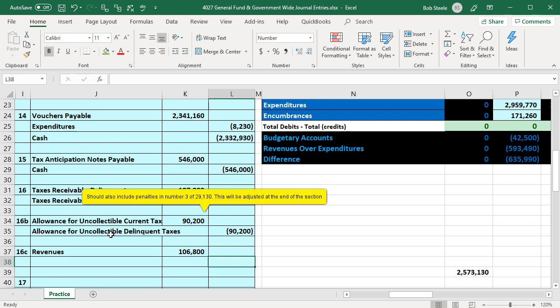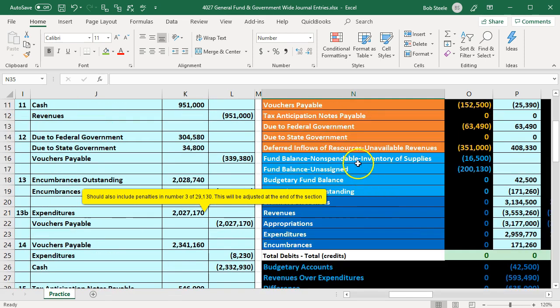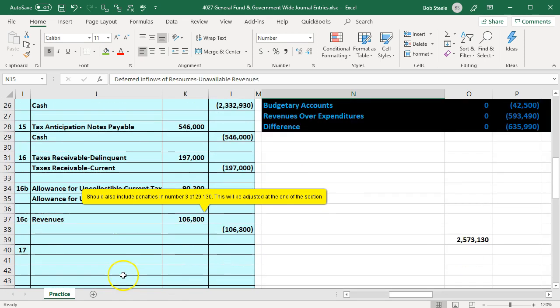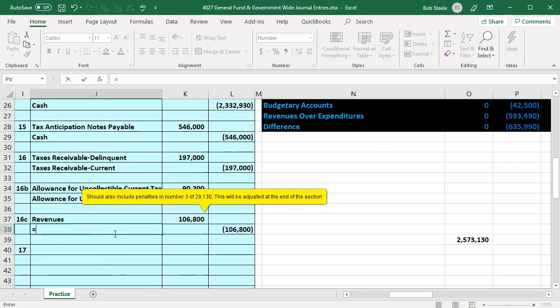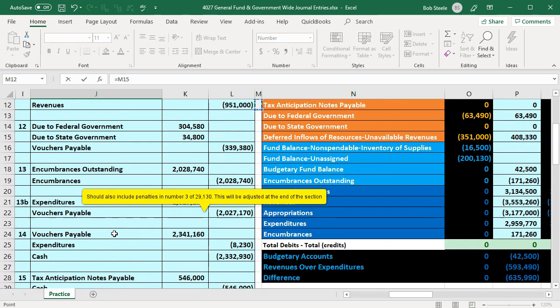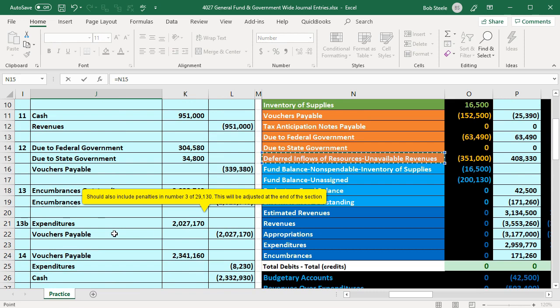And then we got to say, well, where are we going to put the other side? I got to credit something. You would think receivables would be related to revenues, but I can't take it out of receivables because I want to keep the receivables on the books so we can collect from these people. And so we're going to put it to this account. We'll just put it to this account up here, deferred inflows.